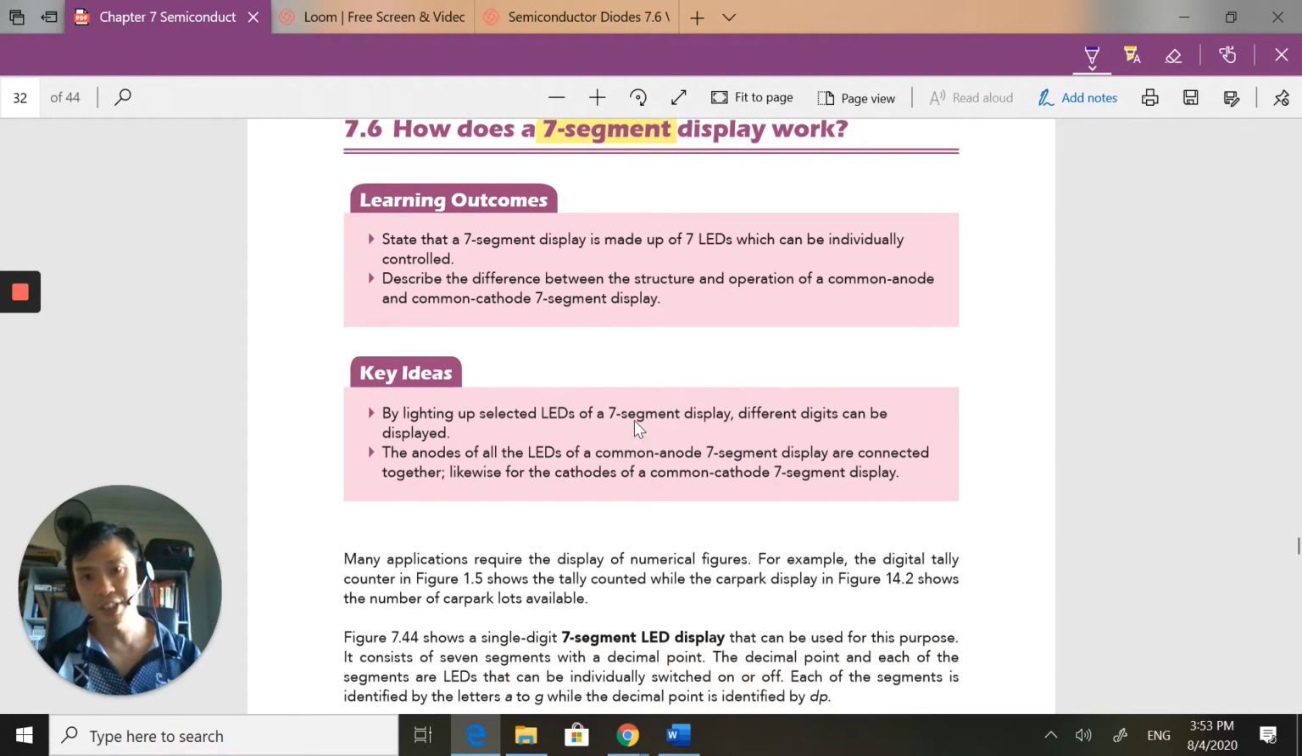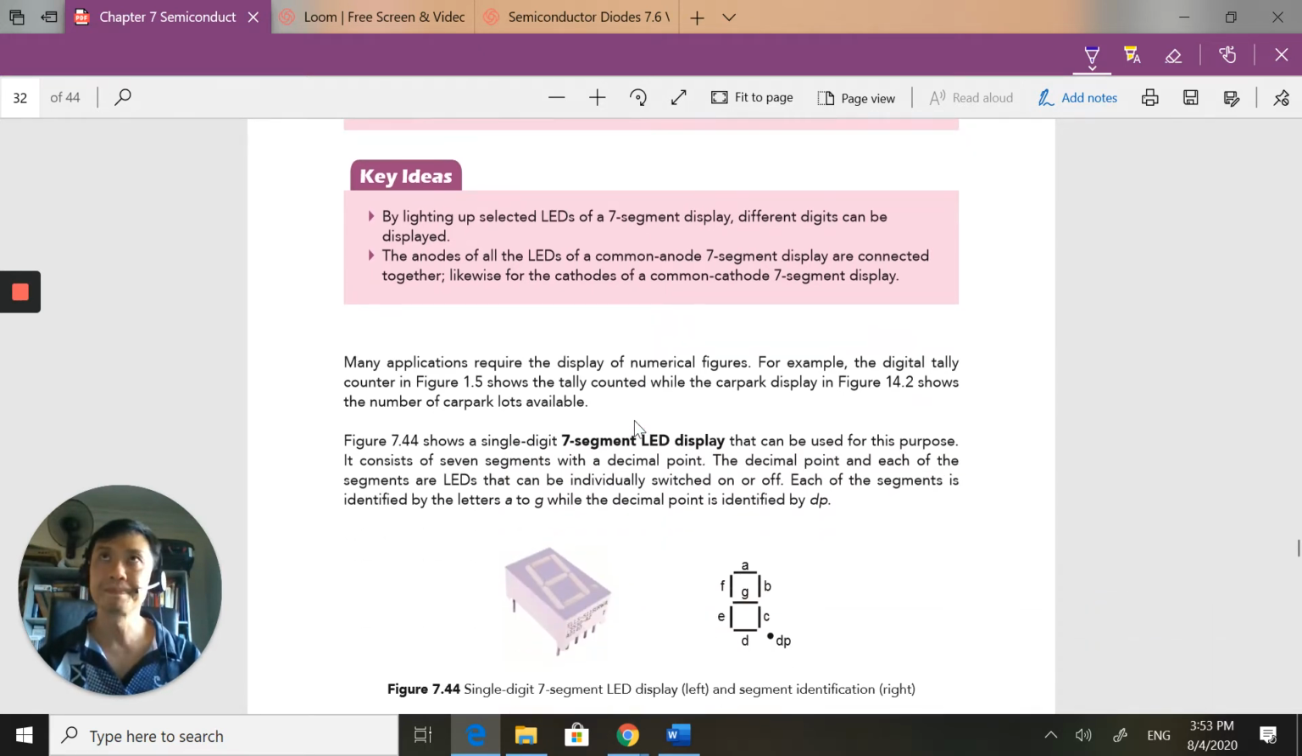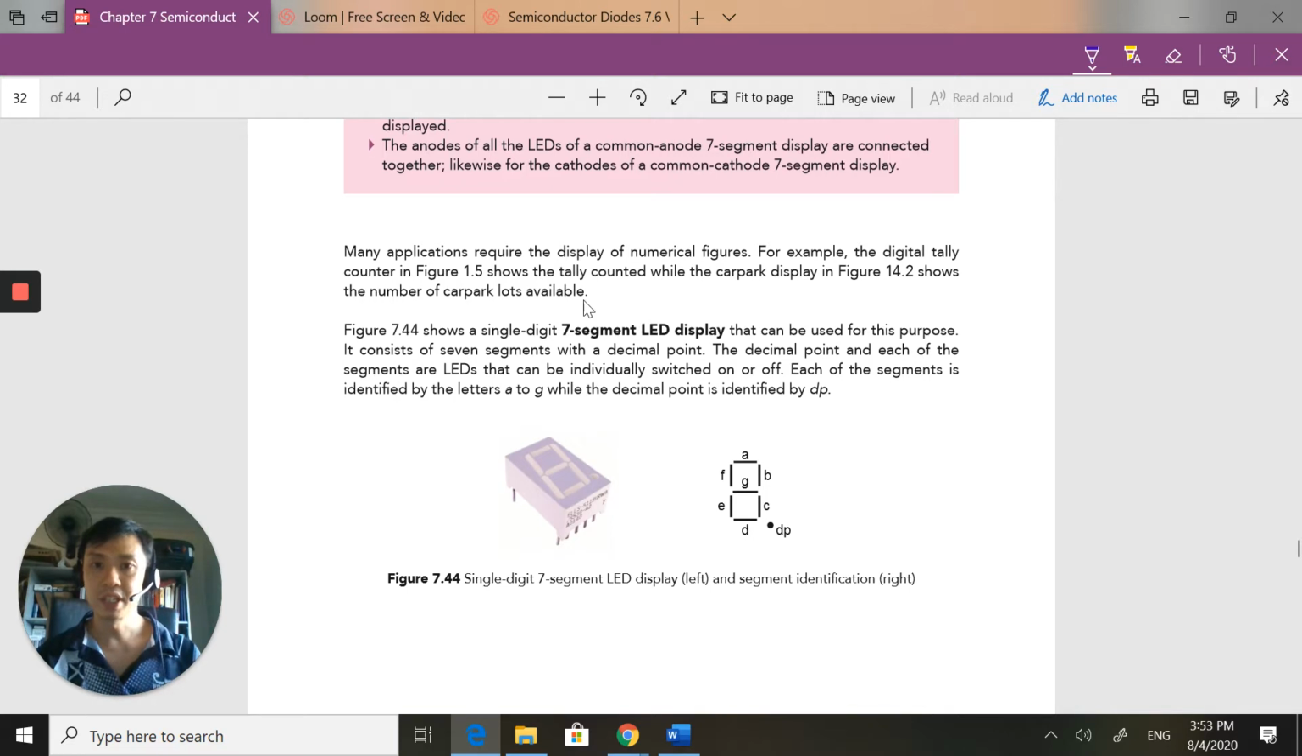It's a very useful component because we see it in almost every part of our daily lives. 7-segment displays are good for displaying numbers as well as alphabets, actually. And what many of you may not know is that they actually have this little dot here for the decimal place.